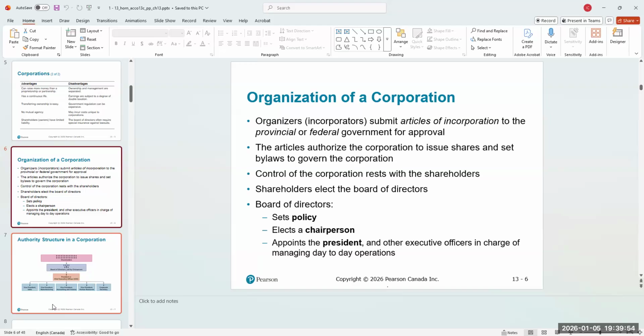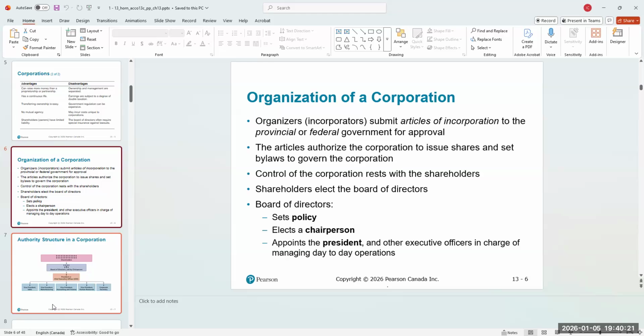So that's how you have to register the corporation. What you need to register, you need articles of incorporation. Now, depending on what kind of business you're going to do, provincial or federal, you're going to have different registrations. Articles of incorporation are going to authorize the corporation to issue shares and to set bylaws to govern the corporation.